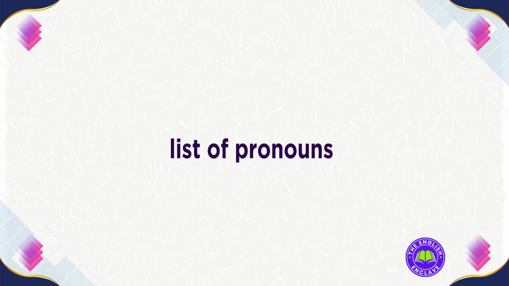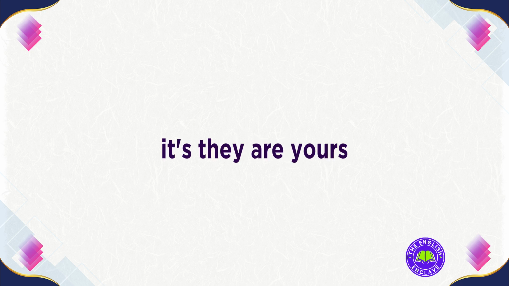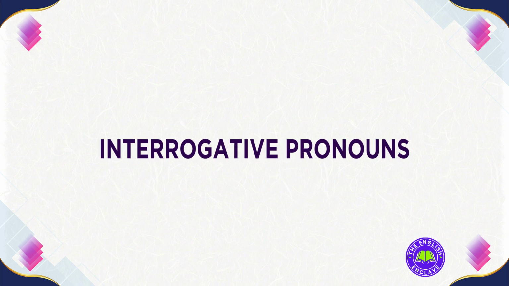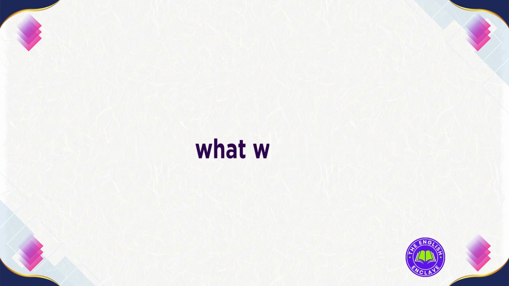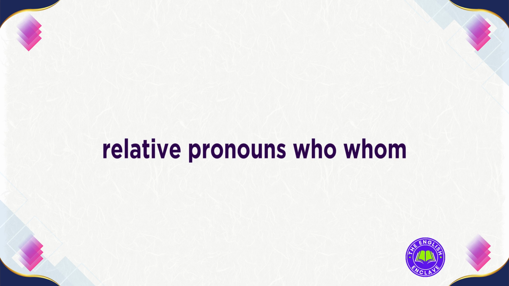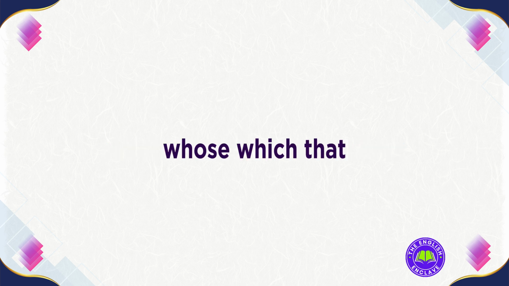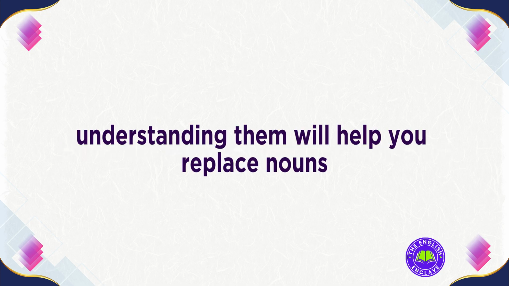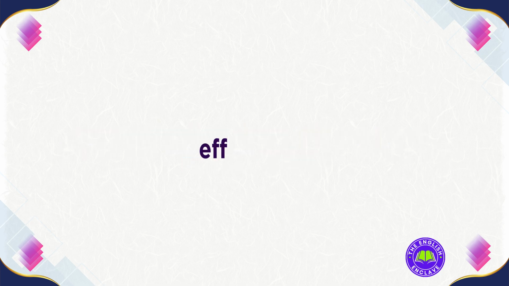List of pronouns. Personal pronouns: he, she, it, they, we, you. Possessive pronouns: his, her, its, their, our, yours. Reflexive pronouns: myself, yourself, themselves. Demonstrative pronouns: this, that, these, those. Interrogative pronouns: who, whom, what, which. Relative pronouns: who, whom, whose, which, that. These are the main types of pronouns. Understanding them will help you replace nouns effectively.